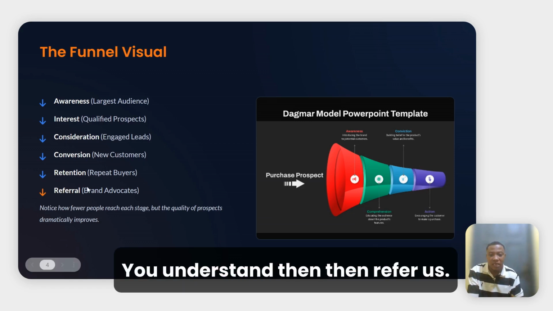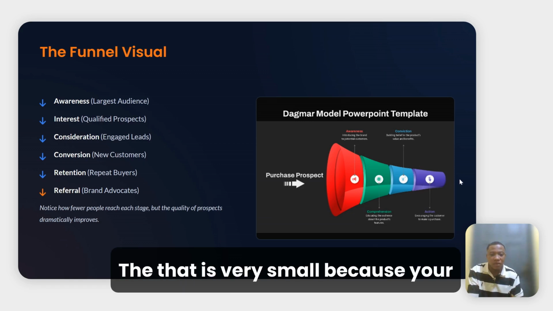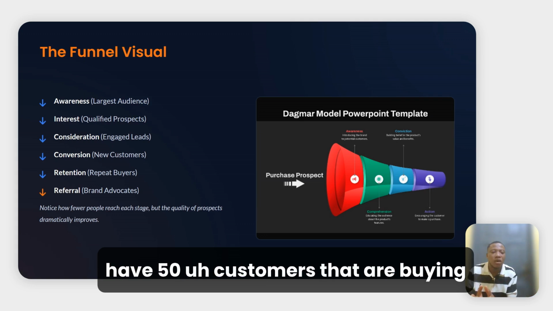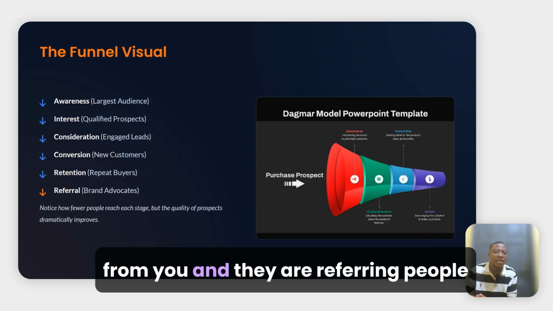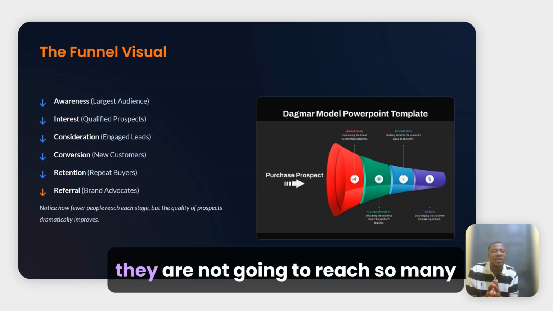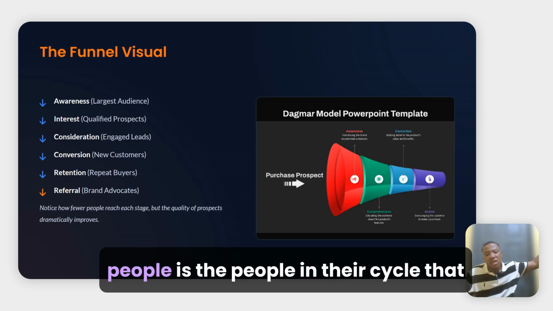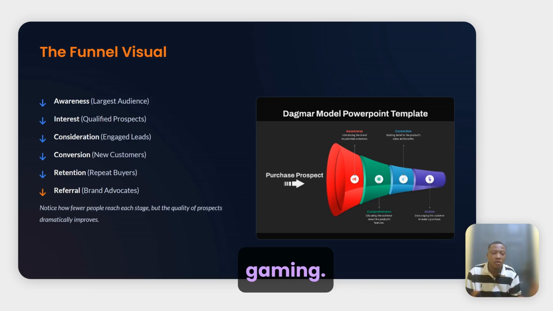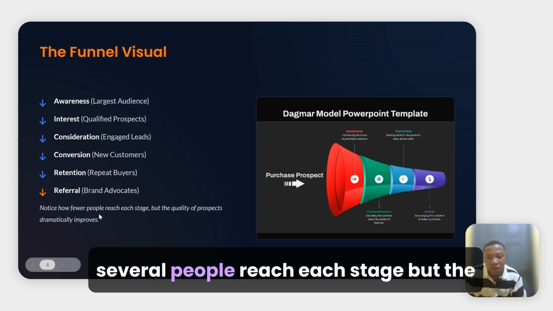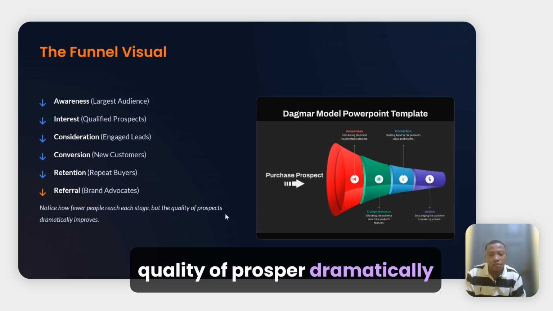Then referrals. That is very small, because if you have 50 customers that are buying from you and they are referring people, they are not going to reach so many people. It's the people in their circle that they are going to be referring to you. Get me? So you will notice how fewer people reach each stage, but the quality of prospect dramatically improves.